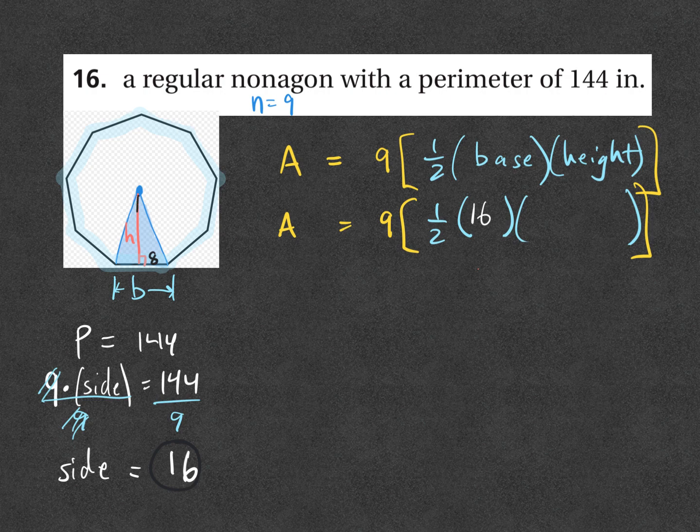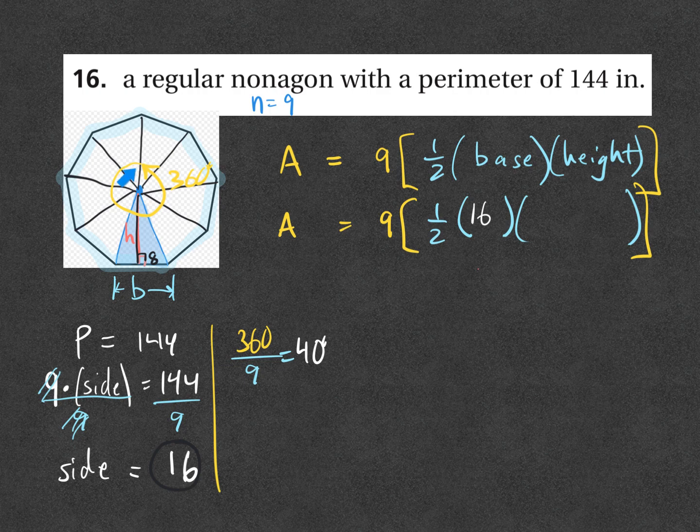And what about the height? Well, the only way we can find the height is by using sine or cosine or tangent. So we have to know the measures of these interior angles. And how are we going to find those? Well, there's 9 sides, so there will be 9 triangles. And so a full revolution of 360 degrees divided by 9 triangles gives us the measure of each central angle. 360 divided by 9 is 40 degrees.